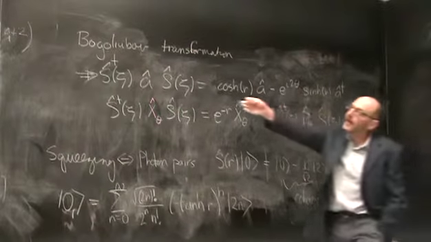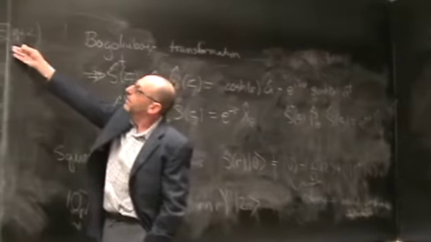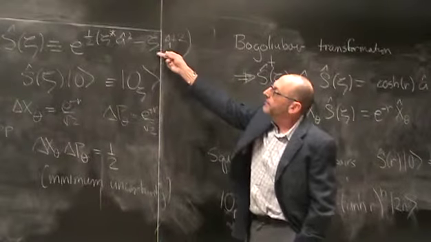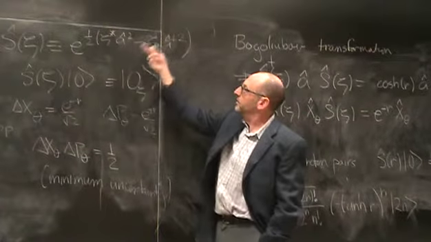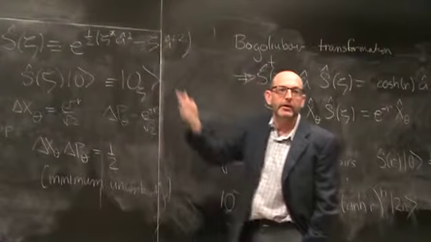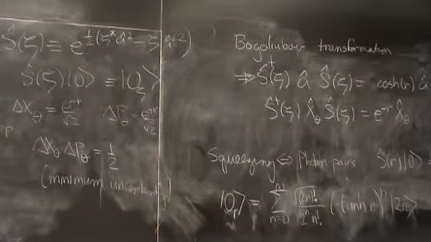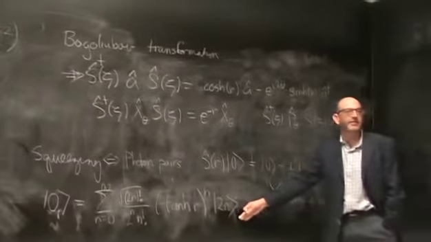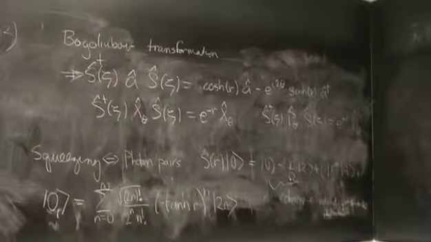You can see that because if you were to act this operator on the vacuum and expand it out, it only has even powers of A dagger in it. And one of your homework problems is to derive this, or something close to it. All right?